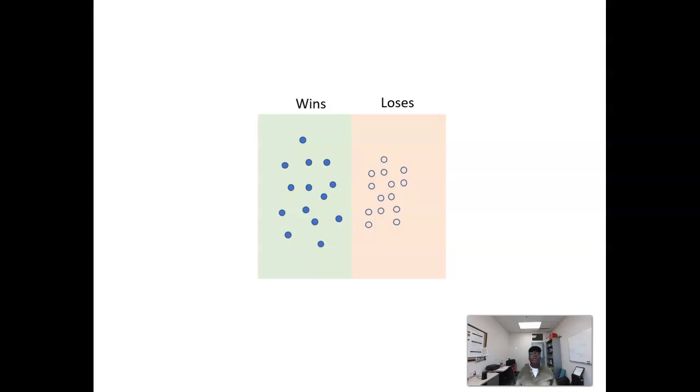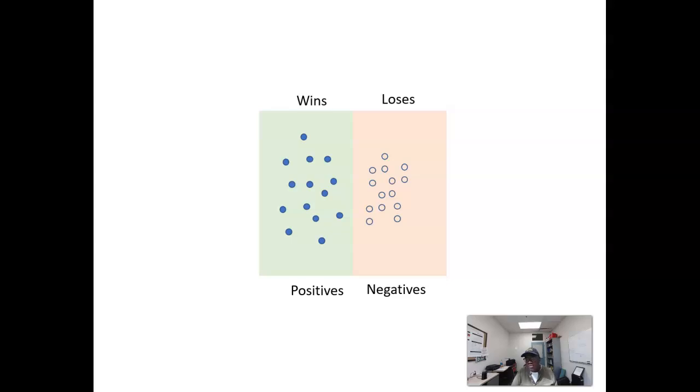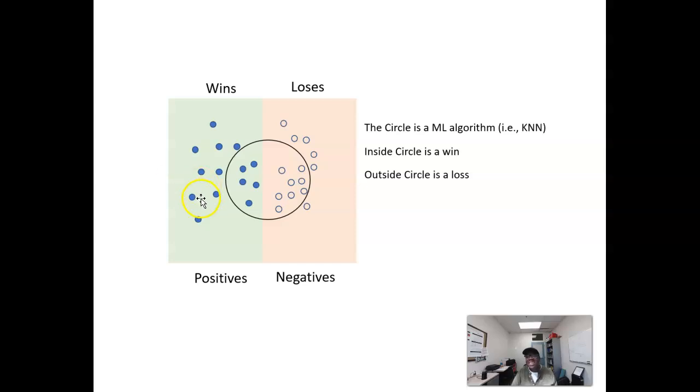As we were discussing yesterday, we changed the names into predicted positives, negatives, and true positives, negatives. This is the true reality. From there, we said we have a machine learning algorithm. The circle is the machine learning algorithm. Inside the circle is classified as a win by the algorithm, and outside the circle is classified as a loss. Whereas in reality, these are the true wins and these are the true losses.